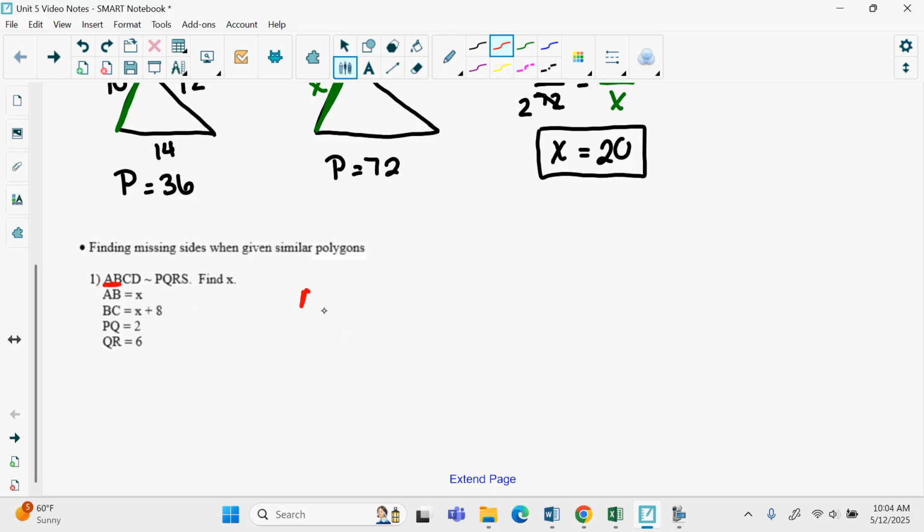AB is going to correspond to PQ, and I know that because AB is the first two letters in this quadrilateral, and PQ is the first two letters of that second quadrilateral. So I know that those pieces correspond. And similarly, if BC is the other piece that I'm looking for, because those are the middle two letters, that's going to correspond to QR in my second quadrilateral.